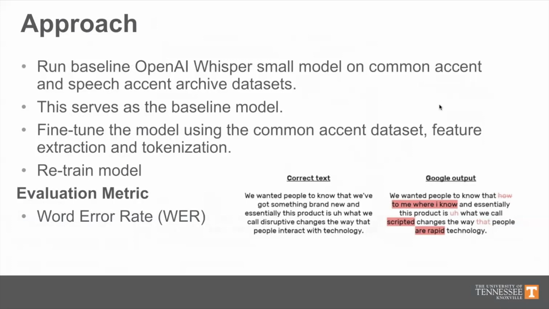And then after we fine tuned our model with the Common Accent data set and using feature extraction and tokenization, we wanted to then retrain the model and run it again on that data set to see if we could improve the performance of the model on accented English. To evaluate this, we used the word error rate, which an example below will show how we can identify errors in a transcribed sentence.